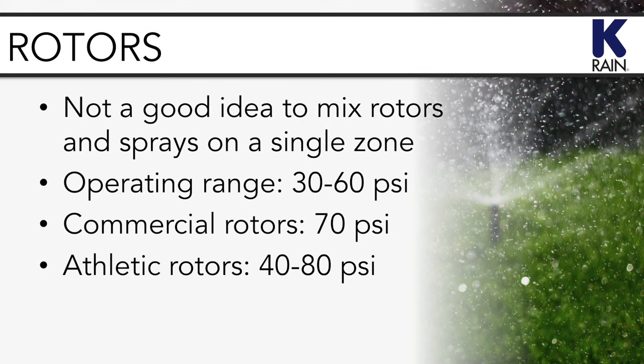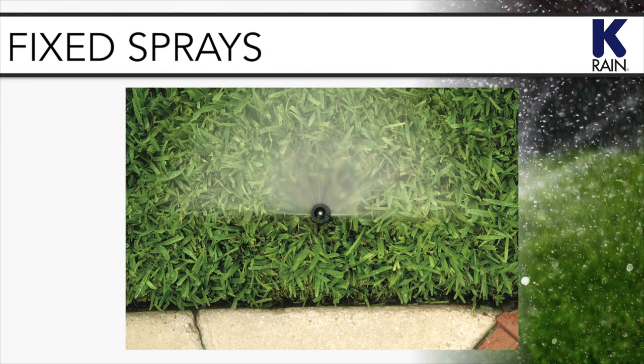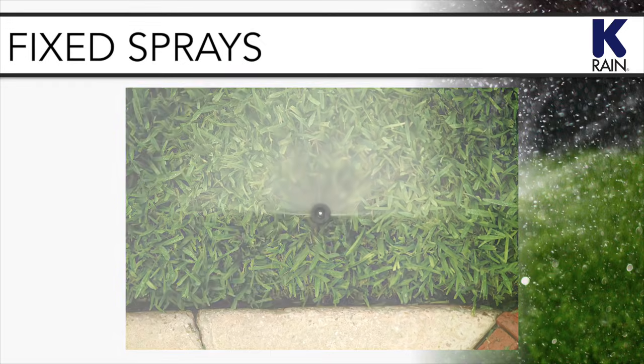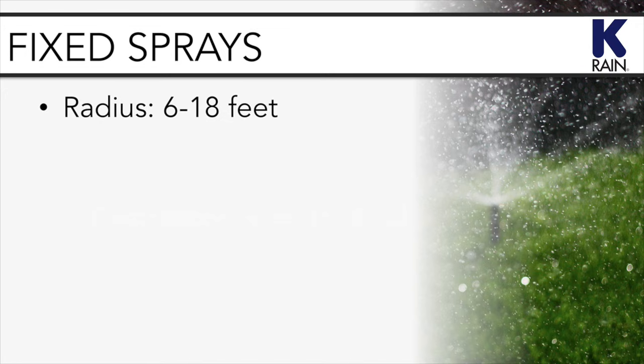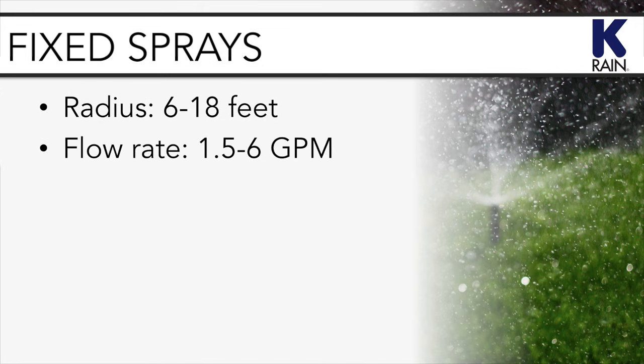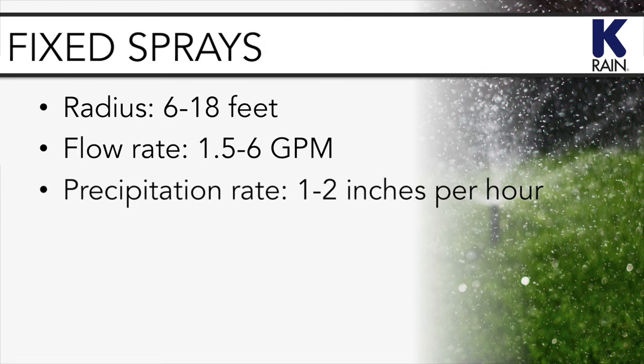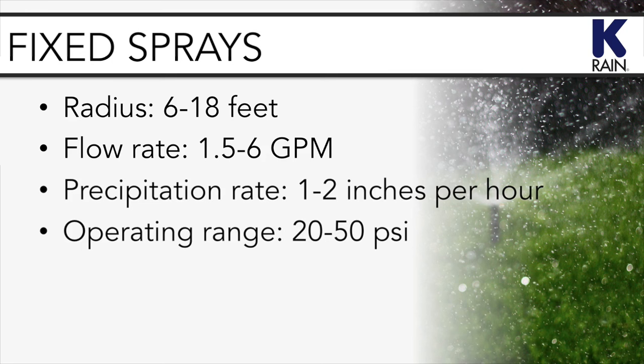The term fixed spray refers to all spray heads with nozzles that emit a fixed fan of water over the watering area. Depending on the nozzle used, a fixed spray will have a radius from 6 to 18 feet. Flow rates depend on the radius and the arc spread, ranging from 1.5 to 6 gallons per minute. Fixed sprays automatically match precipitation rates based on how large the arc is, and have much greater precipitation rates than rotors, ranging from just over 1 to just over 2 inches per hour. Fixed sprays operate best between 20 and 50 psi.